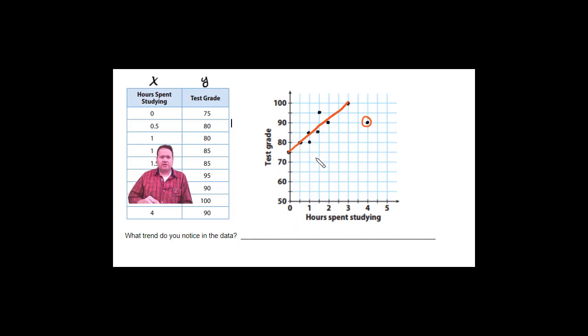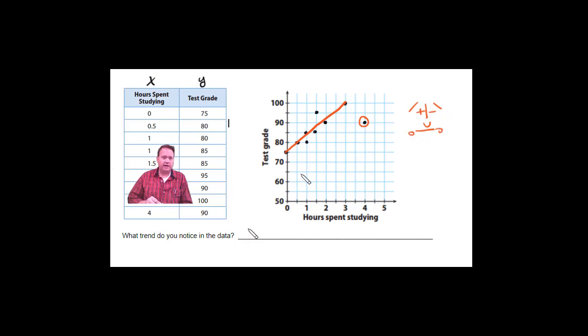So one of the things that I notice is this has a positive slope, if you guys can remember Slope Man from our graphing days. This graph has a positive slope because it's going up. So one of the things that we can say about the trend is that if the hours of studying go up, the grade goes up.